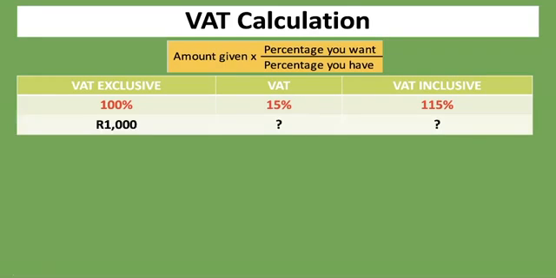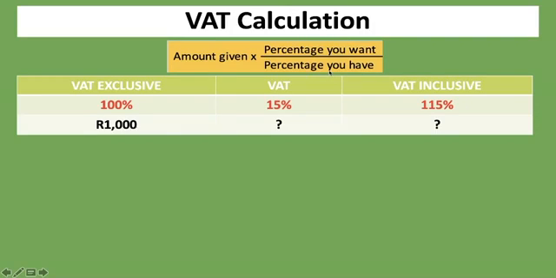Here's an example. We are given a VAT exclusive amount of 1,000 Rand, and we are asked to calculate the VAT and the VAT inclusive. Now we know that this 1,000 Rand is the 100%. Now let's calculate the VAT. Well, what is the amount that we are given? We are given the 1,000 Rand. So if we are going to apply this formula, we put the 1,000 Rand here, and we multiply that by the percentage that we want. So if we want to calculate VAT, we put here 15% as the numerator, and the denominator is the percentage that we have.